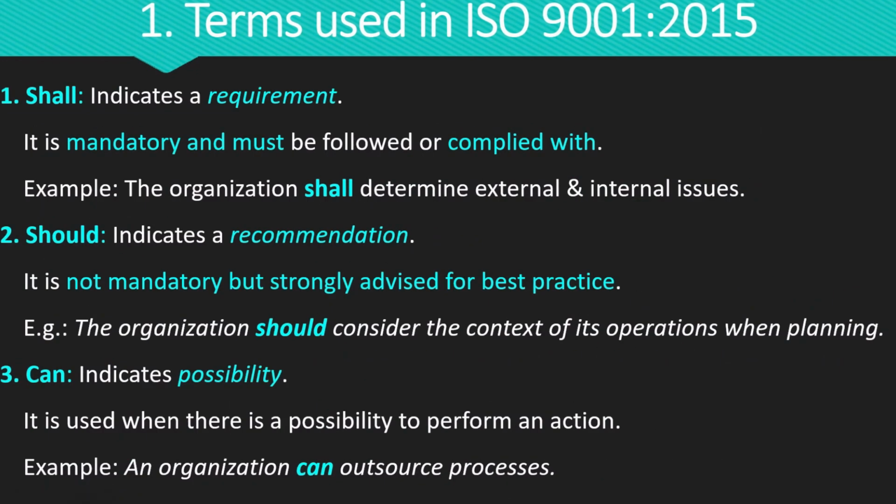Let's start from the first term, that is shall. In ISO 9001-2015, shall indicates a requirement. It's mandatory and must be followed or complied with. For example, the organization shall determine the external and internal issues, meaning the organization must determine the external and the internal issues. Determining external and internal issues is a requirement for the organization, and it is auditable and mandatory.